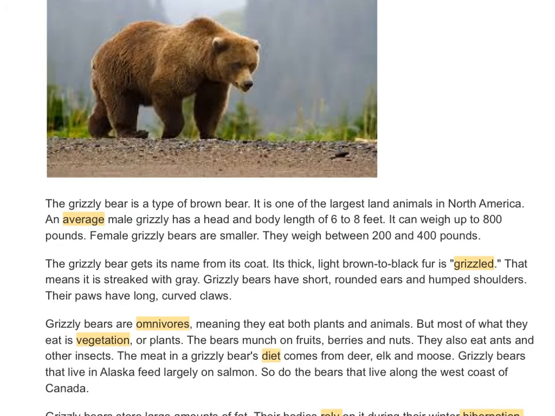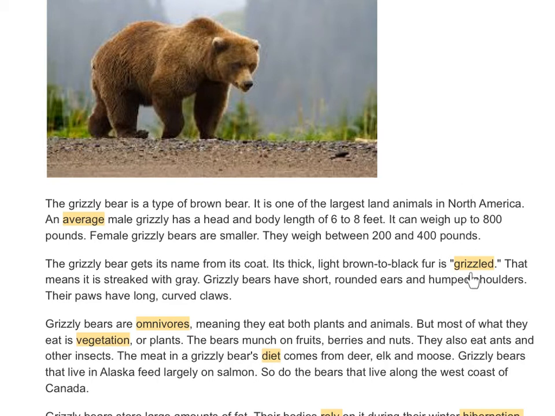Now let's move to paragraph 2. The text says, the grizzly bear gets its name from its coat. Its thick light brown to black fur is grizzled. That means it is streaked with gray. Grizzly bears have short, rounded ears and humped shoulders. Their paws have long, curved claws, and I'm noticing some of those features in the photograph.